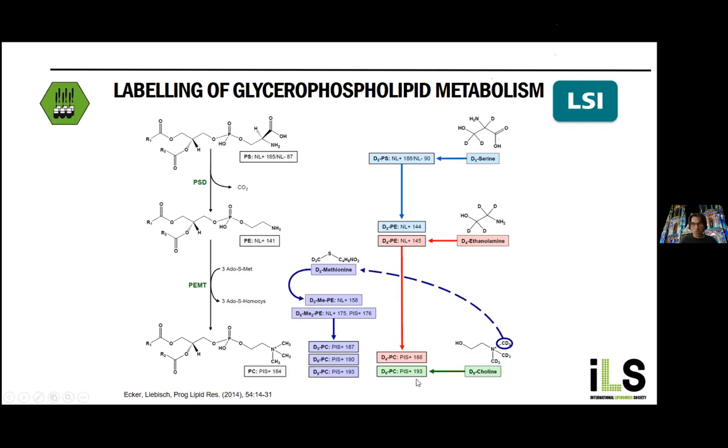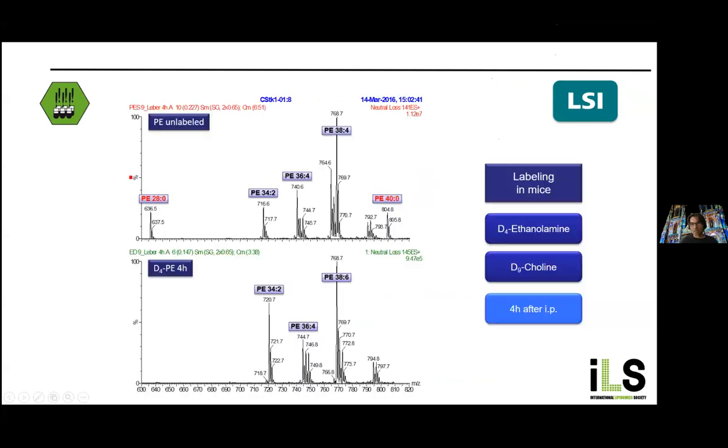but a 193. And for the liver, you have this particular pathway, a methylation of your PE to the PC. So you can follow that if you measure PC species with a 188. This means that the newly synthesized ethanolamine is converted by methylation to the PC. And if you do that, for instance, in mice, they are labeled just by intraperitoneal injection of these two precursors.